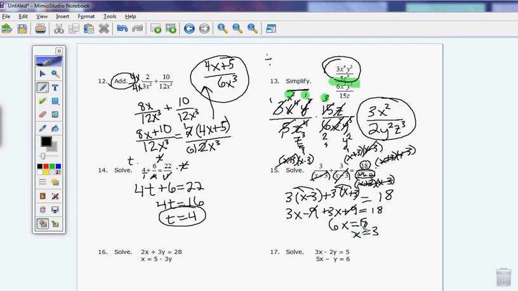Now I really want you to be clear that this is the answer to this problem. That is exactly how you would do this problem. That is the answer. But there's a side note on this one.